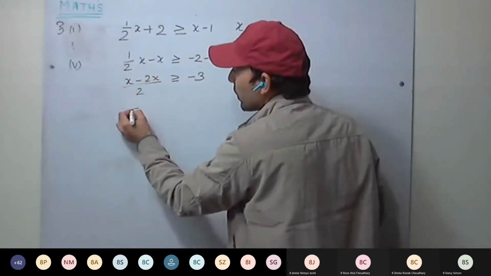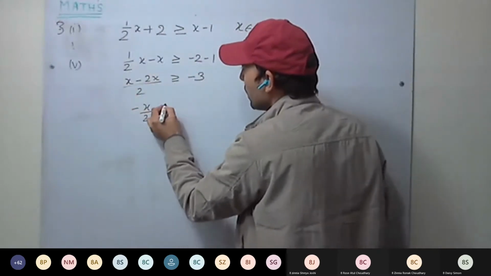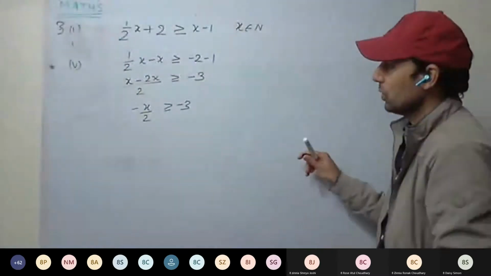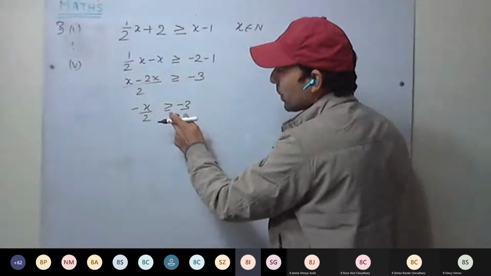And now it will be how much? Minus x upon 2 greater than equal to minus 3. Okay. So either you can multiply both sides.